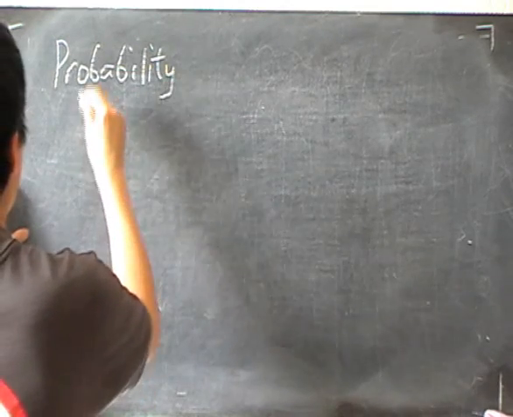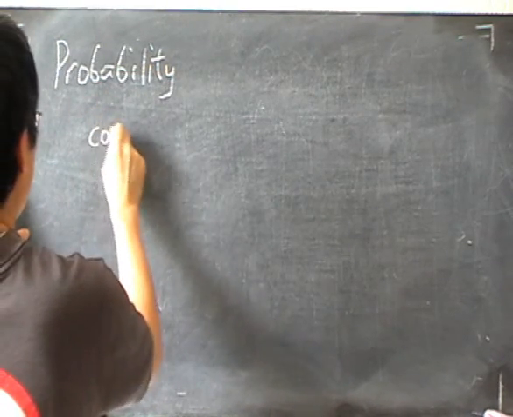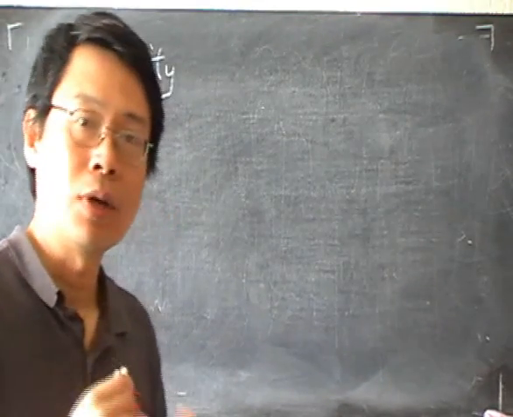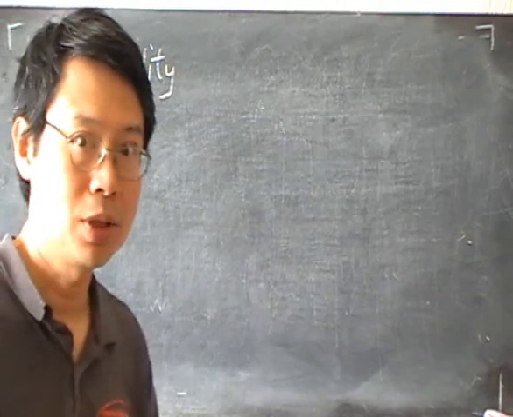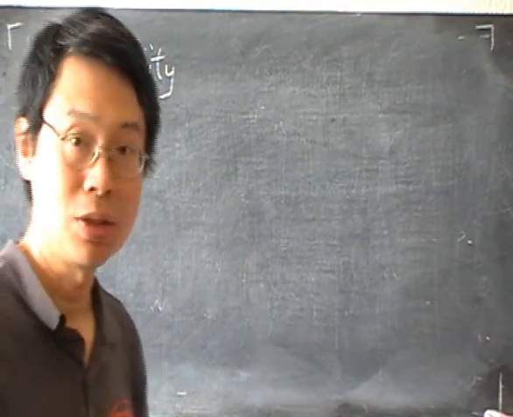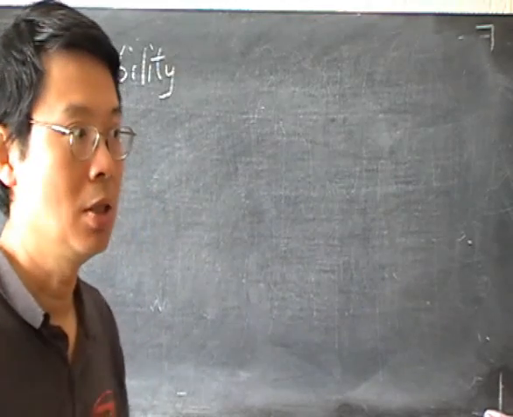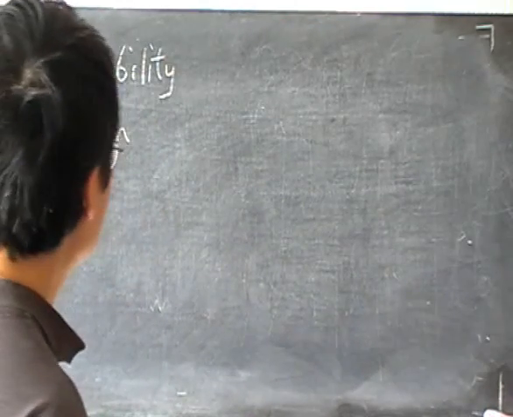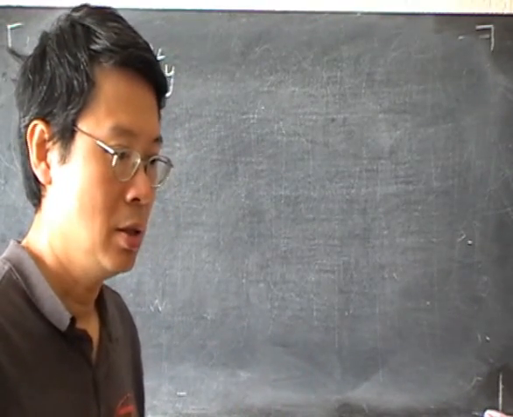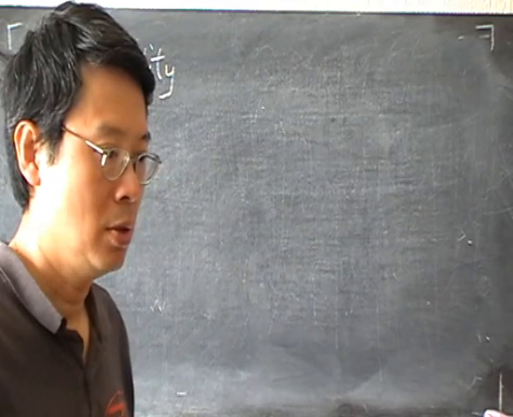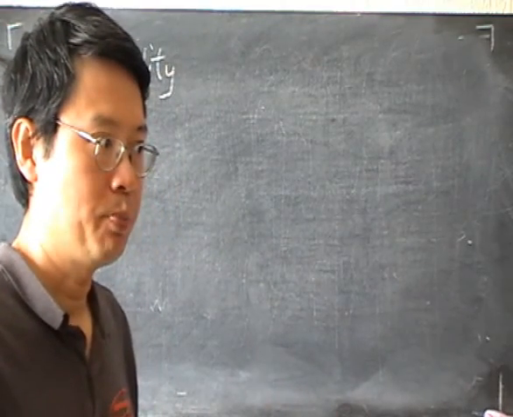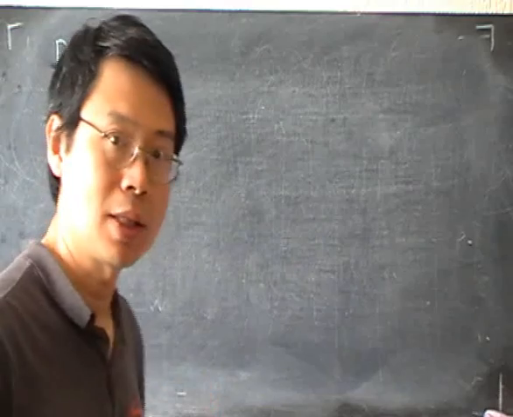So let's start with an example using a coin. Coins are different from country to country, and even within the same country from year to year. There are two sides to a coin, and we often call one side the head and the other side the tail.